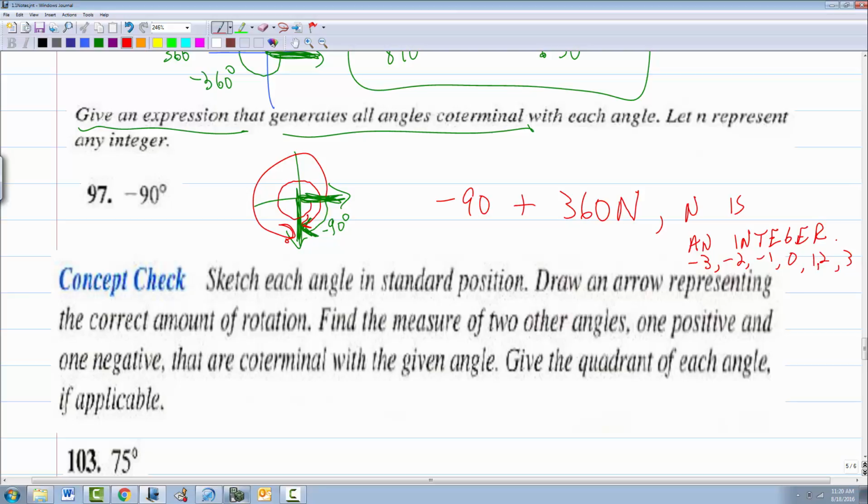So what this makes sure is if I plug in 1 times 360 is 360 plus negative 90 gives me the 270. When I plug in negative 1, I get negative 360 plus negative 90. That gives me that first angle I showed that was different. 360 negative plus another negative 90. So this is the expression with this little condition written at the end, where n is an integer. We're going to do this in chapter 4 and 5 when we answer certain questions.